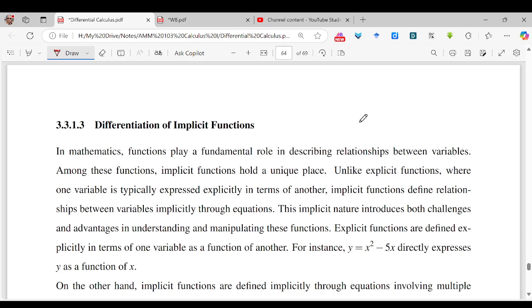Explicit functions are defined explicitly in terms of one variable as a function of another. For example, y is equal to x squared minus 5x directly expresses y as a function of x.